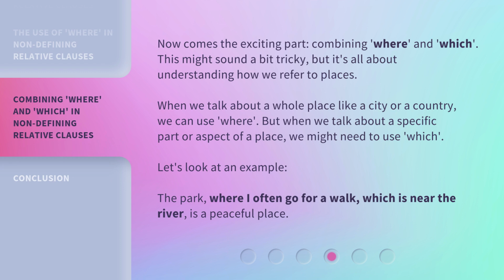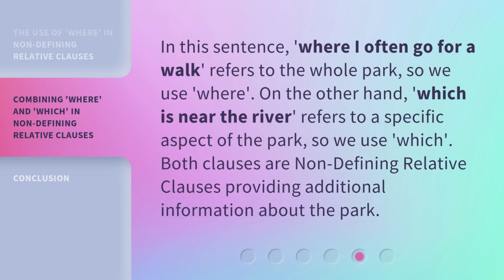Let's look at an example. The park, where I often go for a walk, which is near the river, is a peaceful place. In this sentence, where I often go for a walk refers to the whole park, so we use where. On the other hand, which is near the river refers to a specific aspect of the park, so we use which. Both clauses are non-defining relative clauses providing additional information about the park.